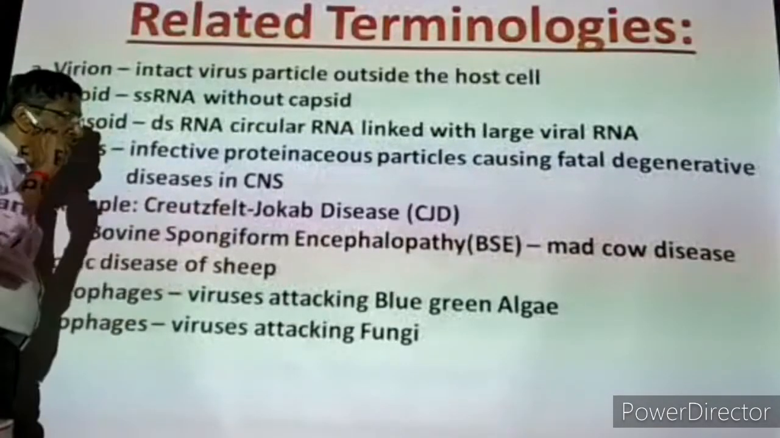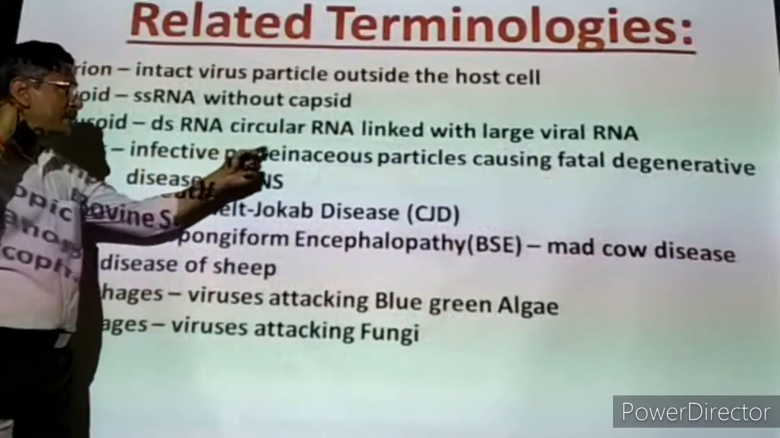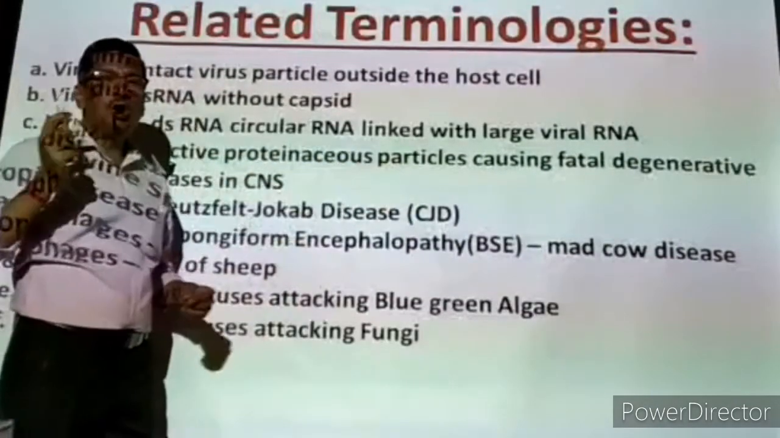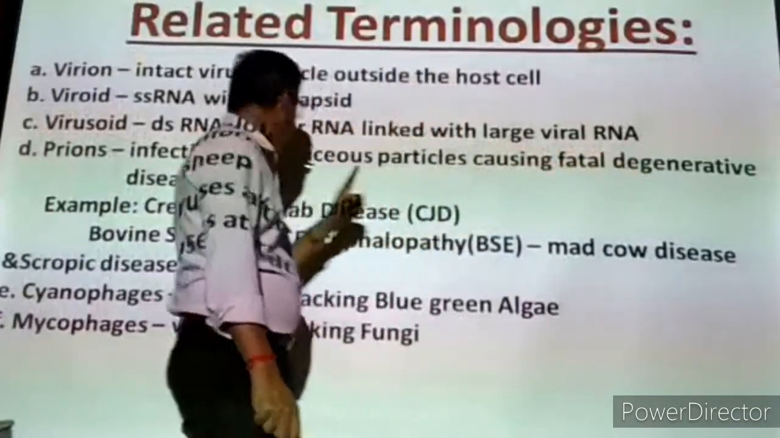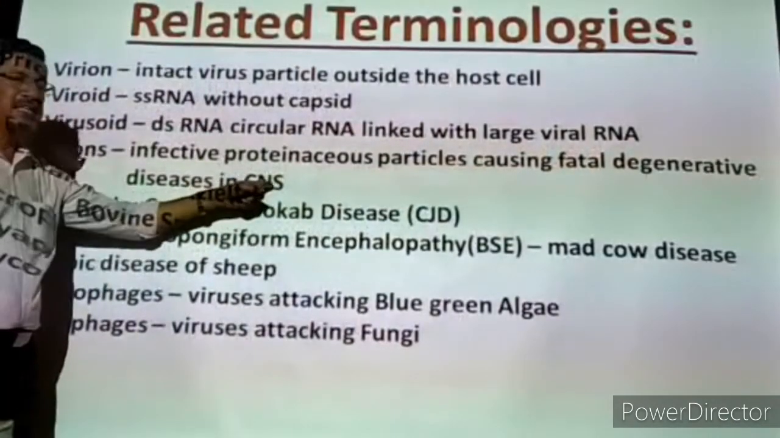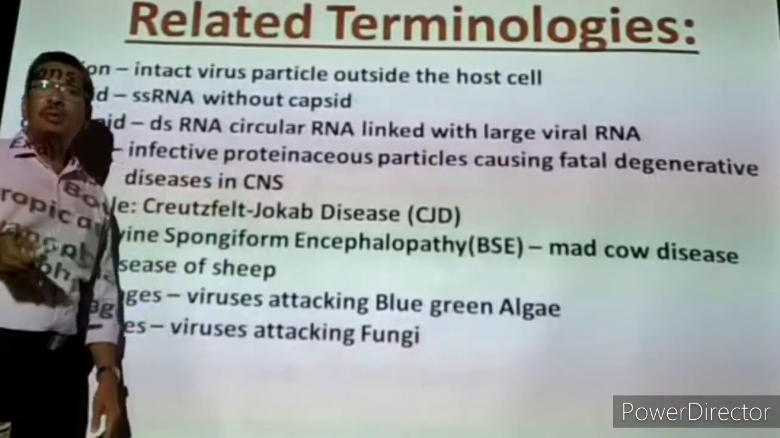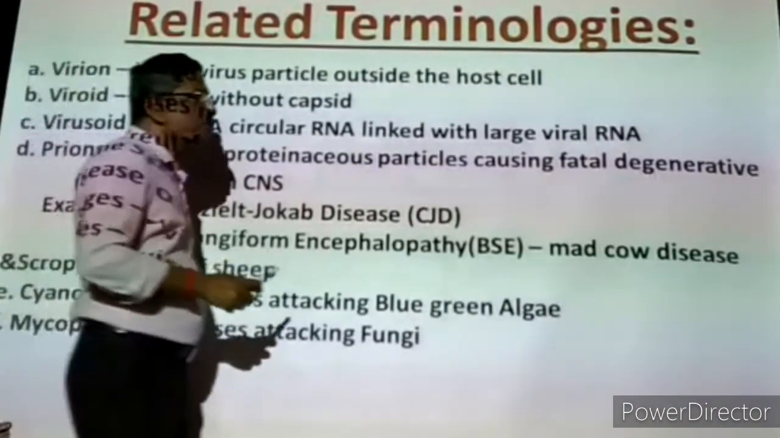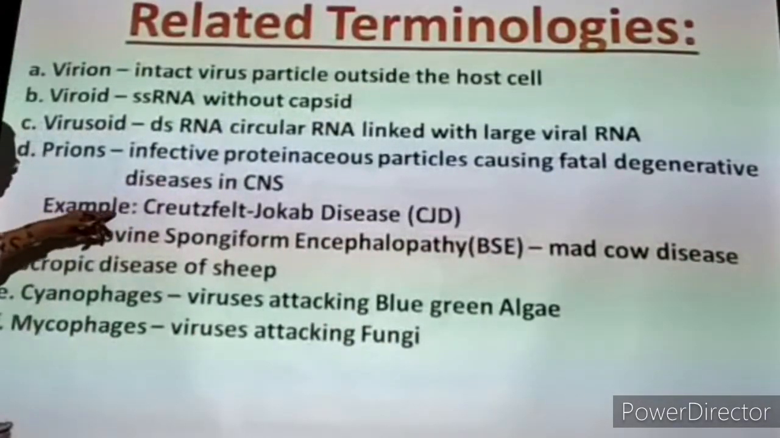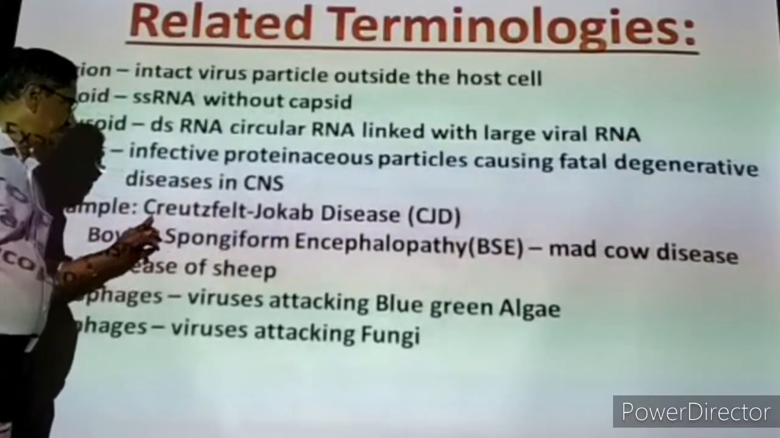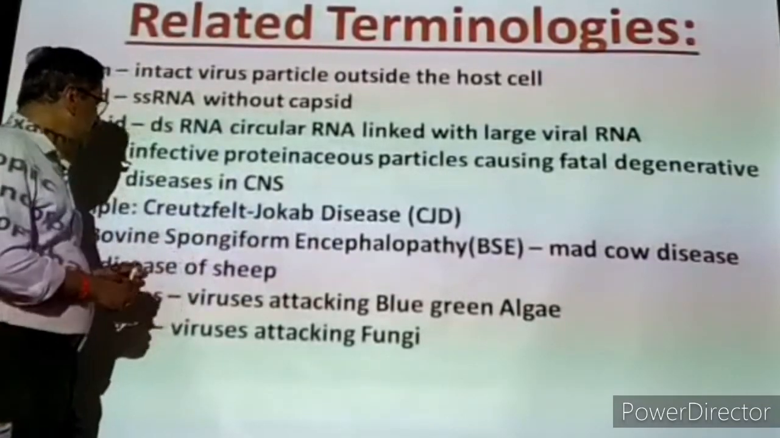In the higher animals, the central nervous system is brain and spinal cord. These virus particles, what is that? Proteinaceous particles are entering into the host cell and causing degenerative damage, that is diseases in the central nervous system. The brain will be affected by the virus. The spinal cord will be affected, as a result of which a lot of problems will be there in the host, and finally death will occur. Example for this, Creutzfeldt-Jakob disease. It is one type of CNS disease.